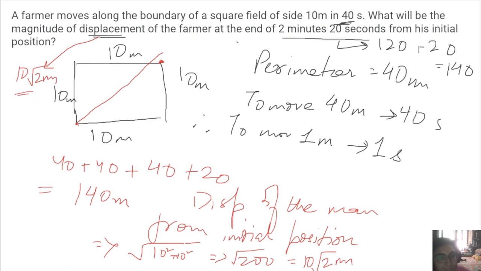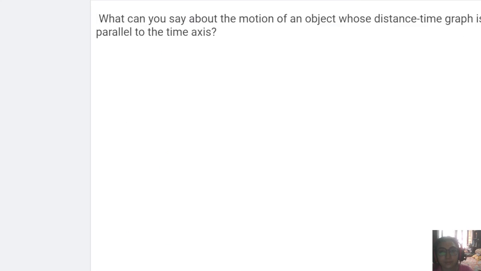So I hope it is clear how we are calculating it. It is nothing but we are just calculating how much he covers in every round and the difference between its final and initial points. Okay.